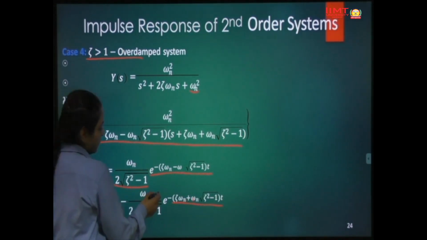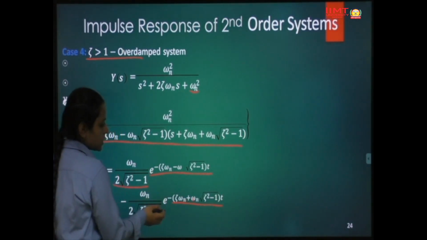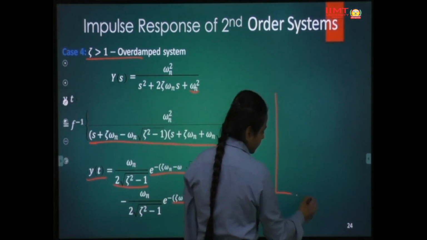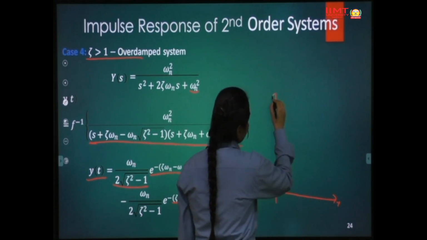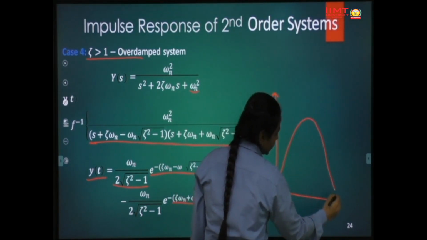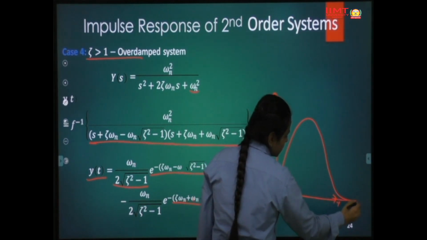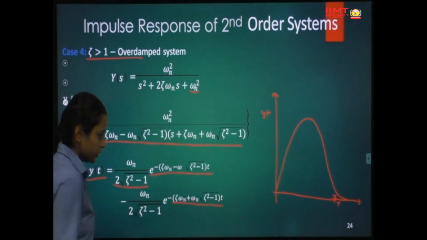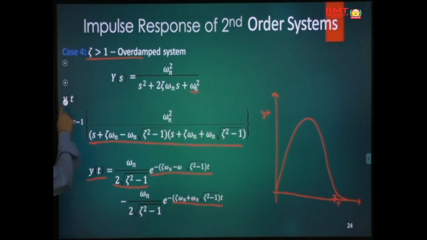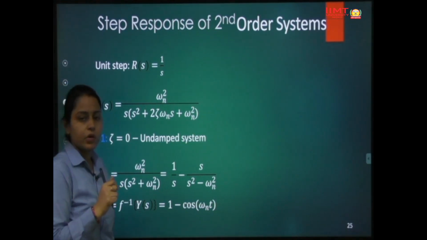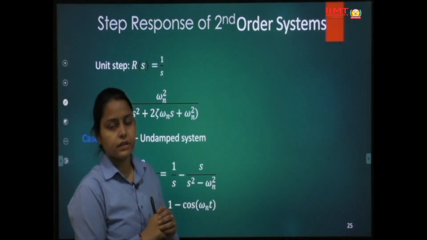If we see, these two terms would become 0 at infinity, and initially it would be there. So we will get the output y(t) the same as in the critically damped system, but it would be somewhat slow. It would take more time to reach the 0 value. So these were the 4 cases for 4 values of zeta with impulse input.